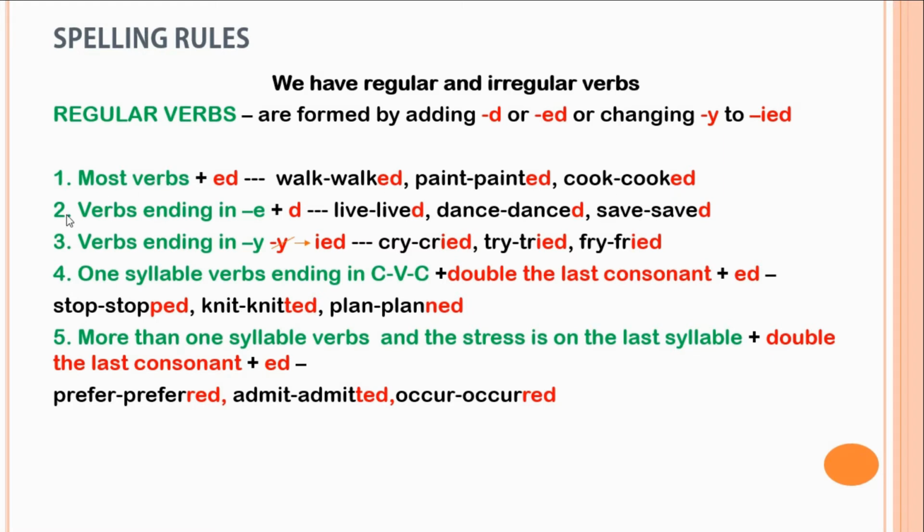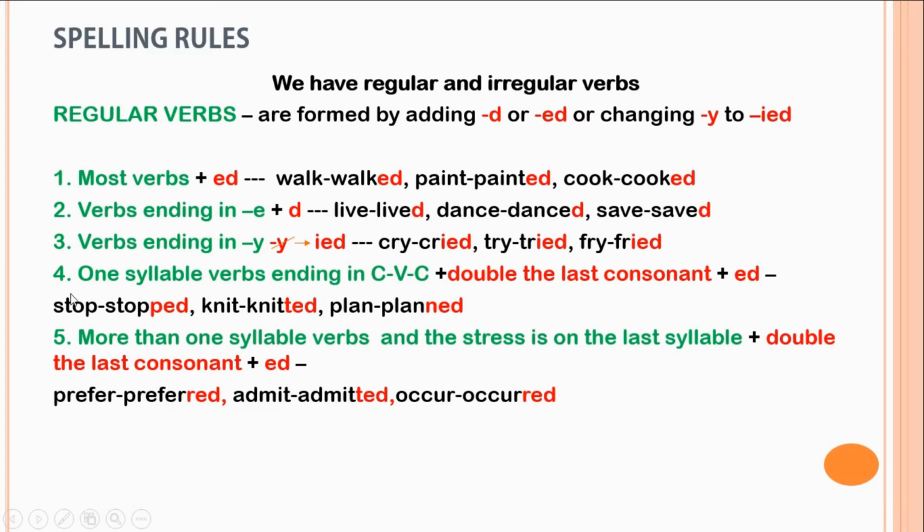Rule number 2. If the verb ends in E, we add D at the end to form the past tense of the verb. For example, we have live, lived, dance, danced, save, saved. Rule number 3. If the verb ends in Y, we drop the Y and change it to IED. For example, cry, cried, try, tried, fry, fried.